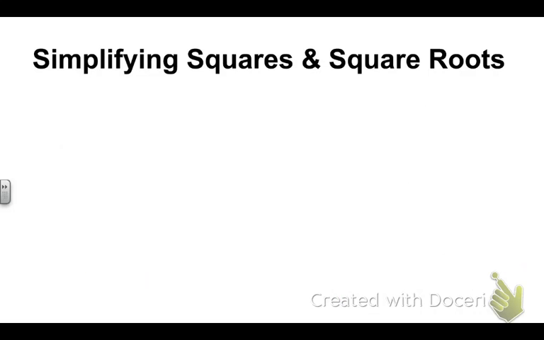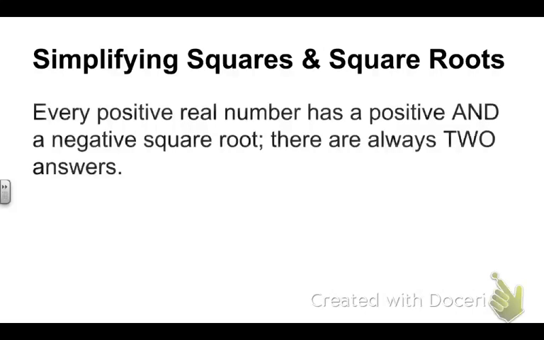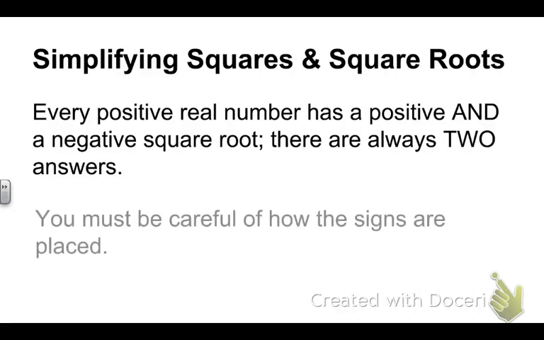I also want to talk to you about simplifying squares and square roots. Every positive real number has a positive and a negative square root. There's actually two answers. Every single time there's two answers. The only thing that you need to be careful of is how the signs are placed. I'm going to give you some examples here.